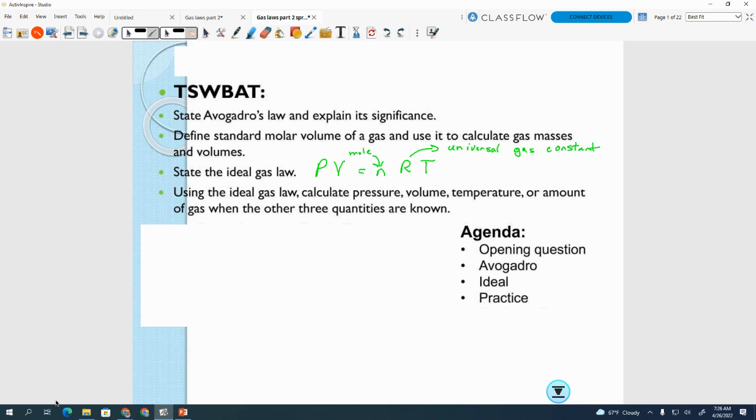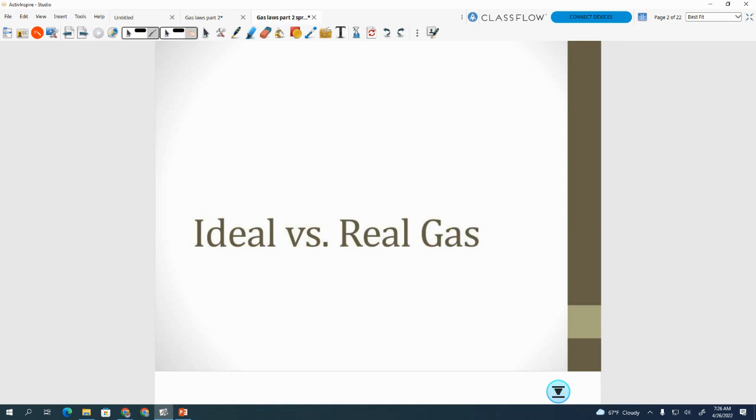Oh, there it is. All right, so first thing, ideal versus real. There are two ways to look at gases. We can look at them as being the perfect situation, which is nice because everything follows the rules. Or we can look at it as what really happens in the real world. Fortunately, a lot of the time, and for a lot of gases, especially low molar mass gases, they're going to act very closely to the ideal.